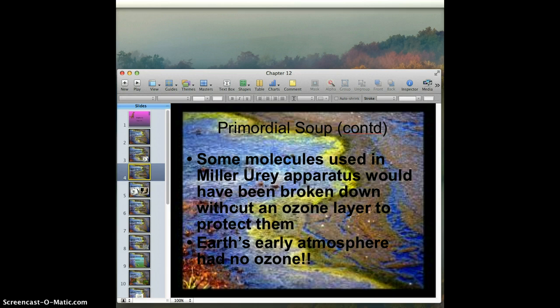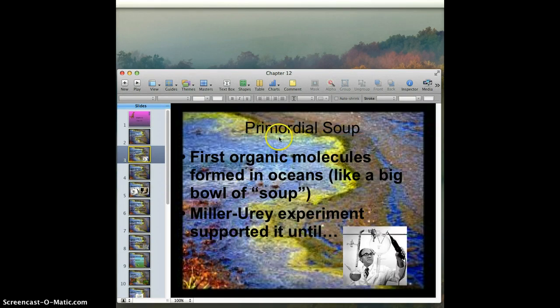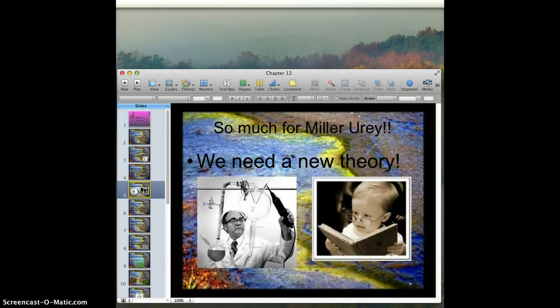Basically, the problem is that some molecules used in this apparatus would have broken down when the sun hit them. And early Earth did not have an ozone layer to protect it from ultraviolet rays. So, because of that, there's an issue with this primordial soup idea. It's not quite working out. So much for Miller-Urey. We need another theory. Put our heads together.